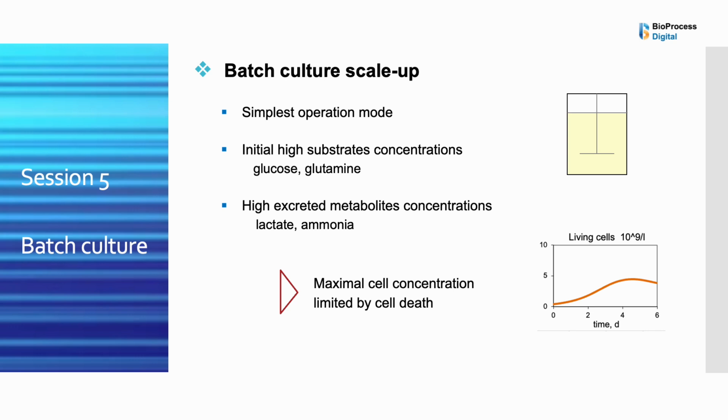Session 5 is devoted to the digital scale-up and optimization of the batch culture. Batch culture, where the entire culture medium is introduced at the start, is the simplest and most straightforward culture mode. However, batch culture tends to yield the lowest viable cell concentrations. At high initial concentrations of glucose and glutamine, substantial amounts of lactate and ammonia are produced as byproducts. This accumulation leads to cell death, which significantly limits the maximum viable cell concentration that can be achieved.